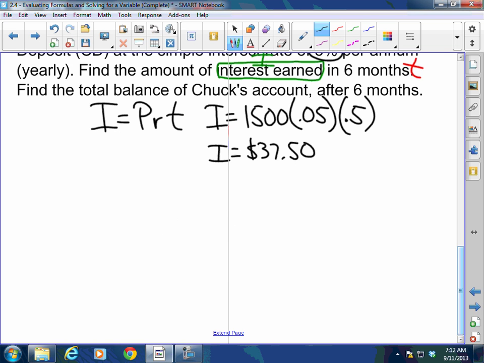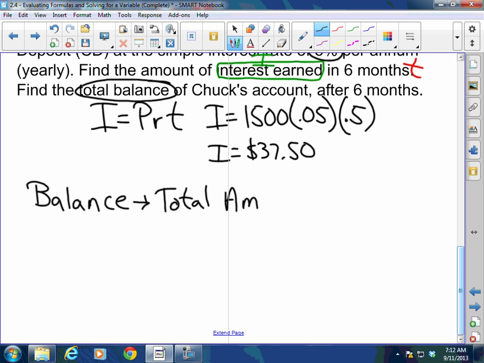Now, how much do you have? The second part of the question is, find the total balance. Well, let's talk about this. Balance is the total amount you have inside of your account. Balance is the total amount in an account.